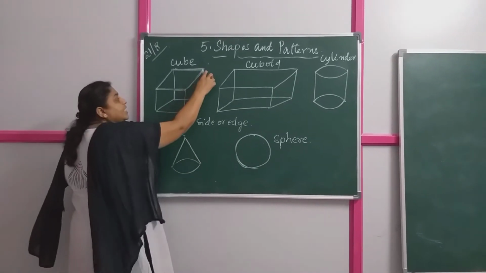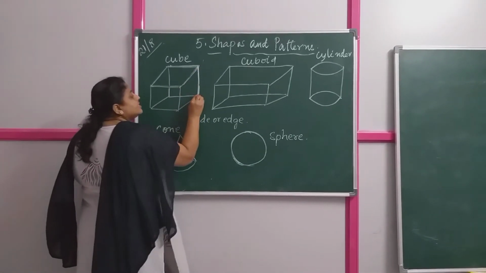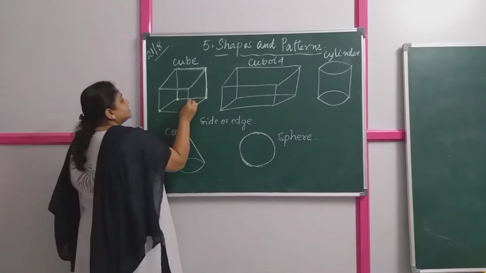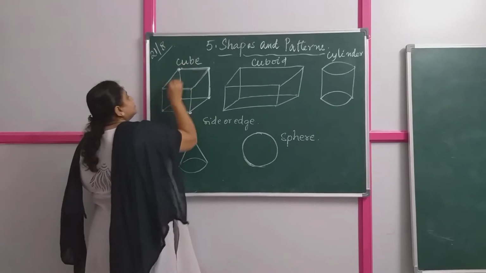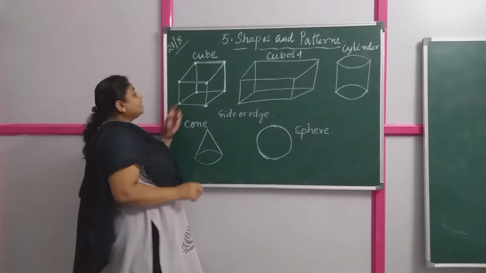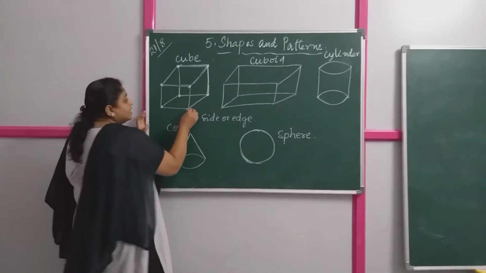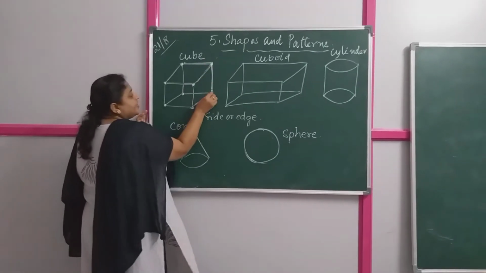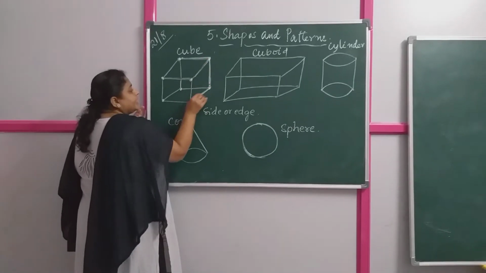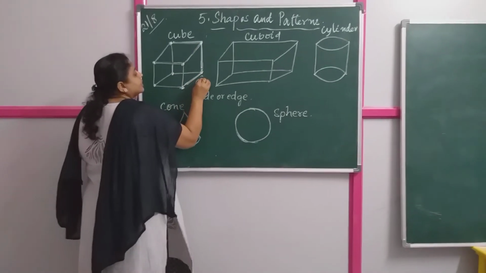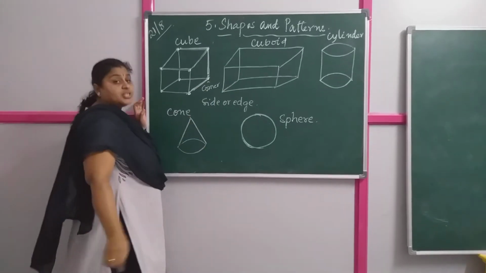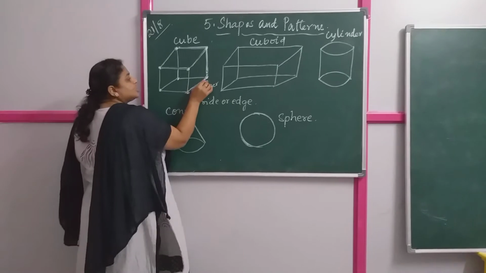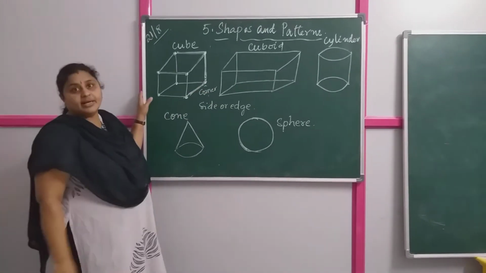This is called the side. And these are called the corners. Like the point where two edges are joining. The point where two edges are joining is called the corner. Got it children? So the point where two edges meet each other is nothing but corner.